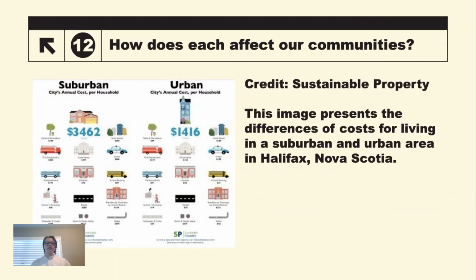Continuing on, this image presents the cost of living in suburban and urban areas in Nova Scotia, which is in Canada. As you see in the graphic, it is much more expensive by $2,000 to live in a suburban area than an urban one, which includes increased costs for policing, government, schools, busing, and other services. And a main point would be the roads, where in a suburban area, the roads cost upwards of $100 per an equivalent area in an urban area, which would only be around $24.